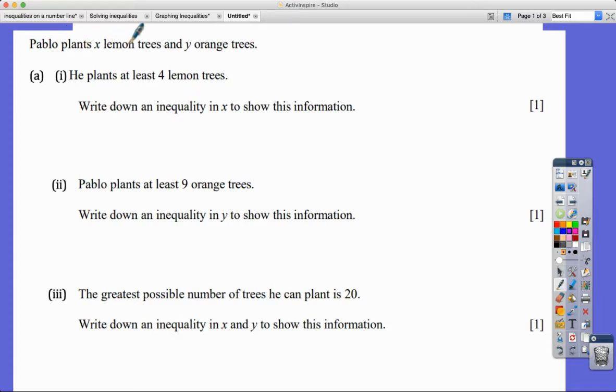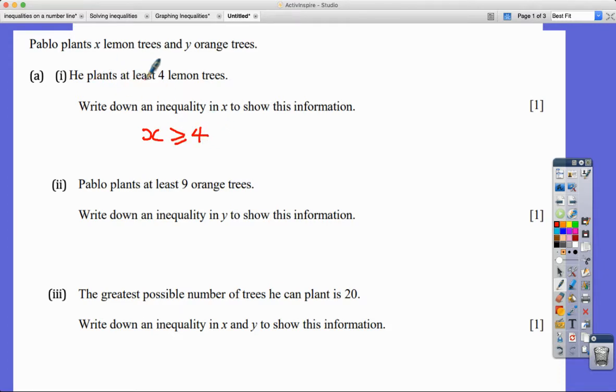Pablo plants X lemon trees and Y orange trees. He plants at least 4 lemon trees. Write down an inequality in X to show this information. Now we need to just think about this quite carefully. He plants at least 4 lemon trees. So the least value that number of lemon trees he's got is 4. Therefore it's 4 or more. So if we call the number of lemon trees X, X must be greater than or equal to 4.